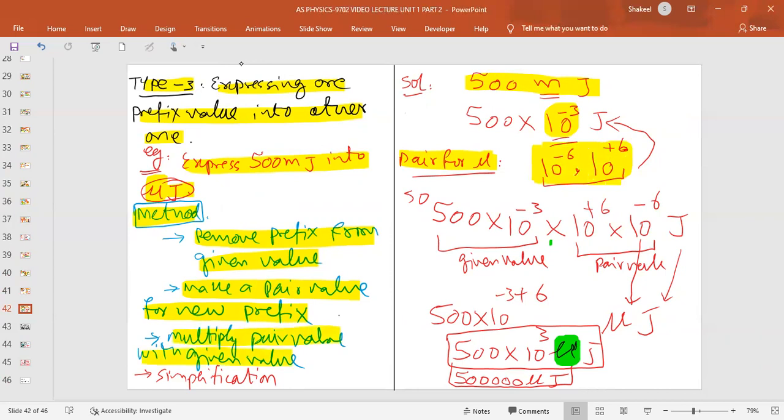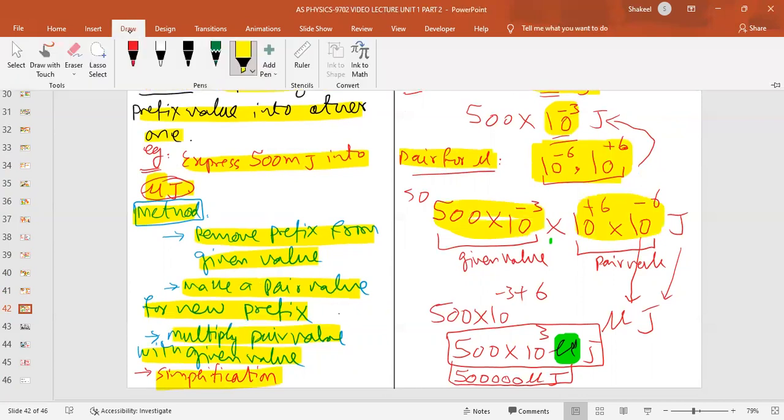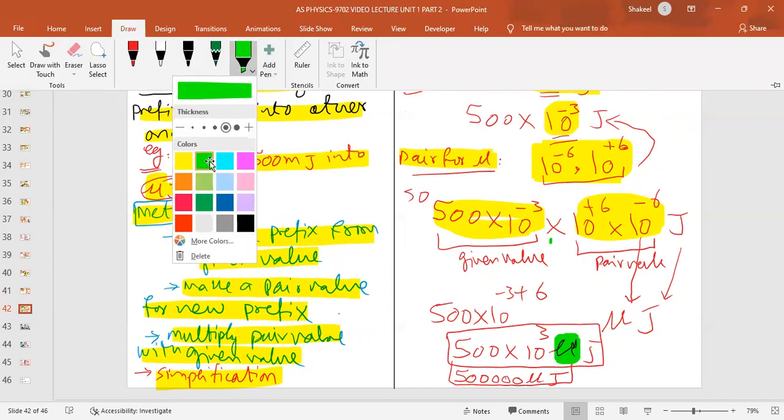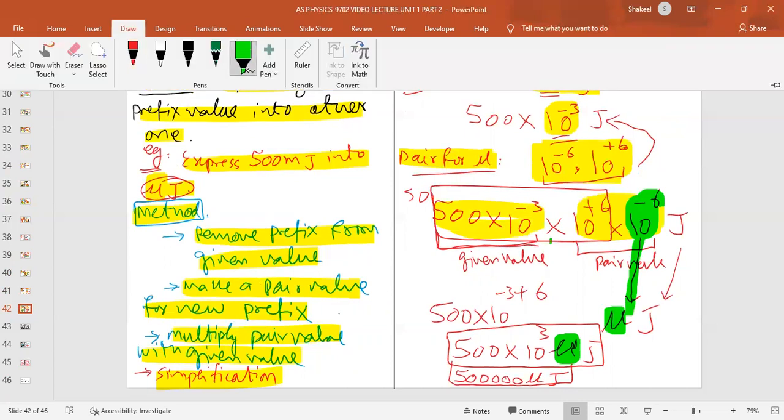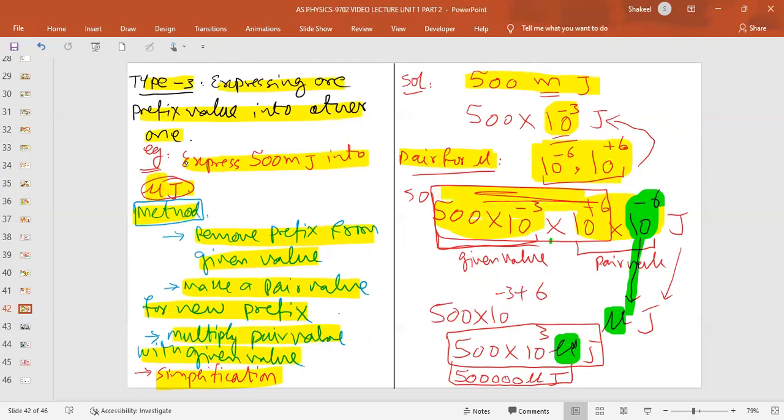Then you have to multiply the pair value with the given value. So this was your given value and this was your pair value. Just multiply both of them and then you need to simplify. In the pair, we will come across one thing: as we have to give the answer in micro and this is micro, at its place you will be writing micro and then you will be solving the other two. So just solve these to get your answer, right? 10 to the power -3 and 10 to the power +6, so it will be +3. So your answer is 500 into 10 to the power 3 microjoule, or you can write it as 500,000 microjoules. So that's how you can express one type of prefix into another.